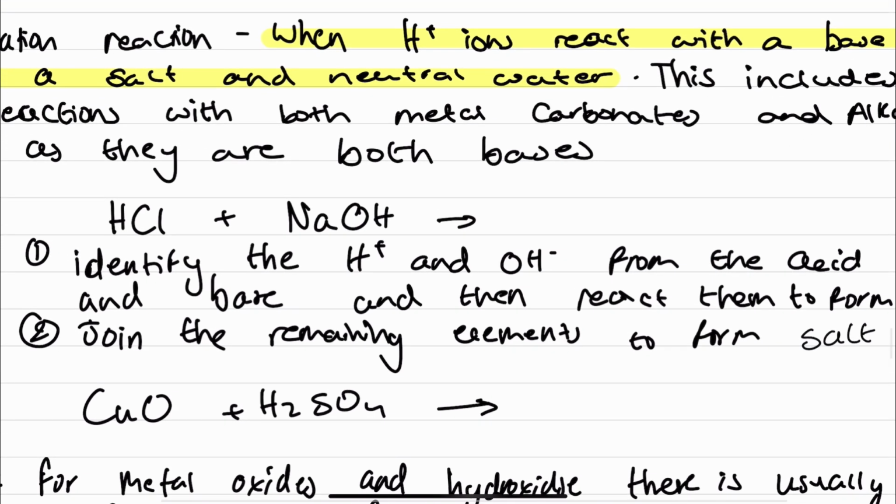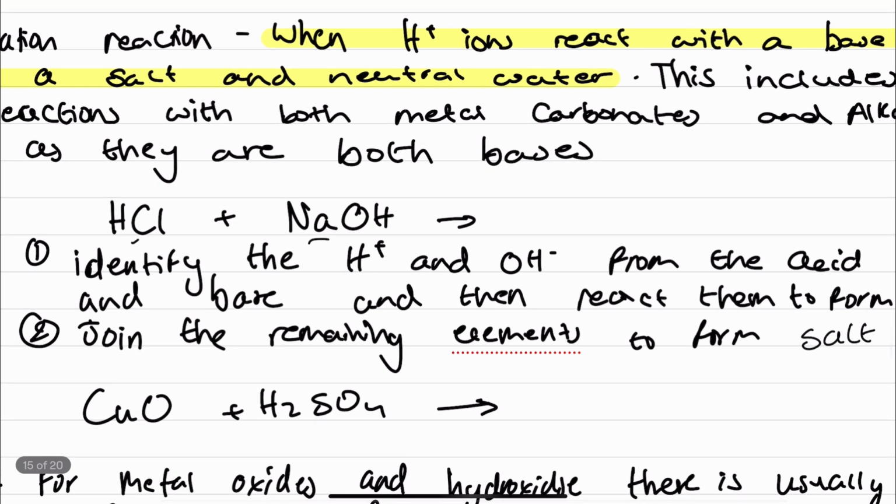So, an example of how you identify and write out a neutralization reaction. We're given this equation, HCl plus NaOH. Now this we can tell is a neutralization reaction because HCl is an acid and NaOH is a base. So we know that it will form H2O and some salt. Step number 1 would be to identify the H+ and the OH-, where these come from.